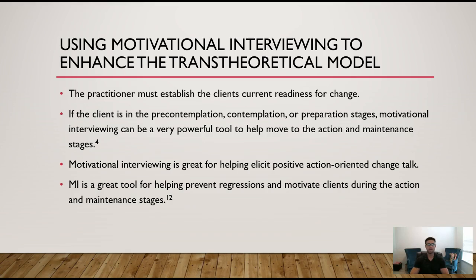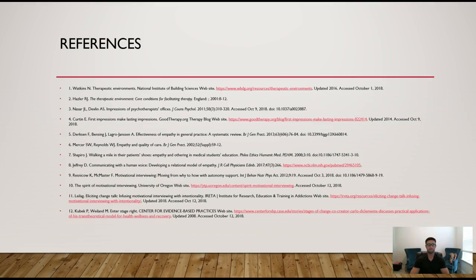It allows the client to get into that space to mentally make adjustments and go from that sustained negative talk more towards that action-oriented change talk. And that's the voice that we really want to foster whenever we're working with our clients. And motivational interviewing is also a great tool for helping prevent regressions and motivate clients during the action and maintenance stages. Not everybody gets to action and maintenance stages and stays there. Things happen and they can regress, and motivational interviewing is a great way to get back into that engagement zone with the client and get them back into that positive self-talk and change talk.